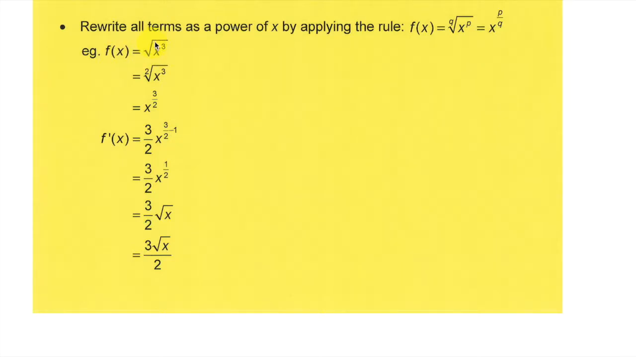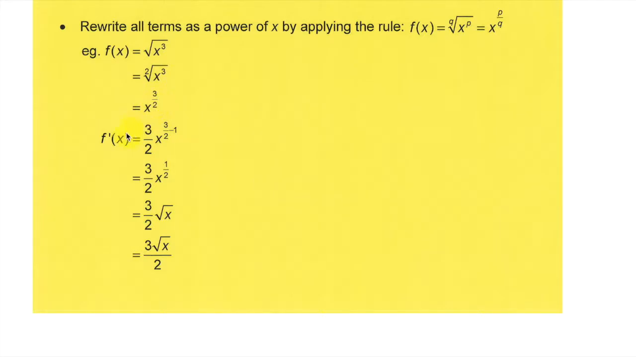So f of x equals the square root of x cubed. So the square root is just really saying the second root of x cubed. So I've got that 2 there. That's what you need to assume. And then using this rule here, I can rewrite that as being x to the power 3 on 2.